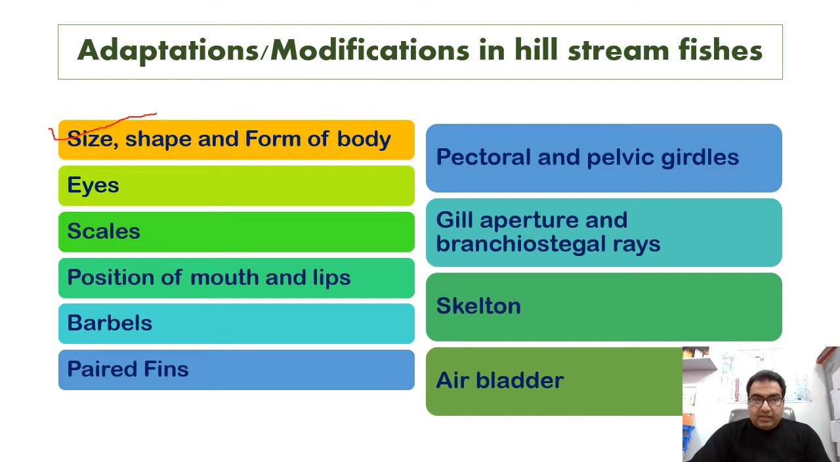There is adaptation in the case of eyes as well. There is adaptation in the case of scales, the position of the mouth and lips, the barbels, the paired fins, the pectoral and the pelvic girdles. We do find adaptation in the gill aperture and the branchiostegal rays, in their skeleton, and in their air bladder as well. Now we shall be talking about them one by one.